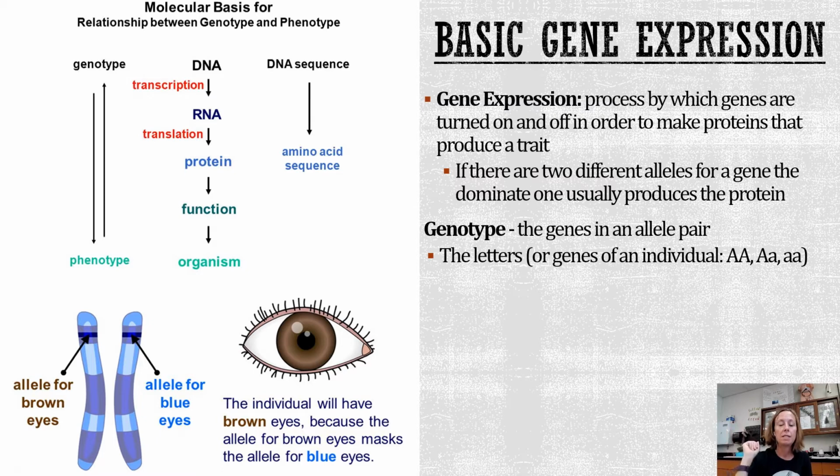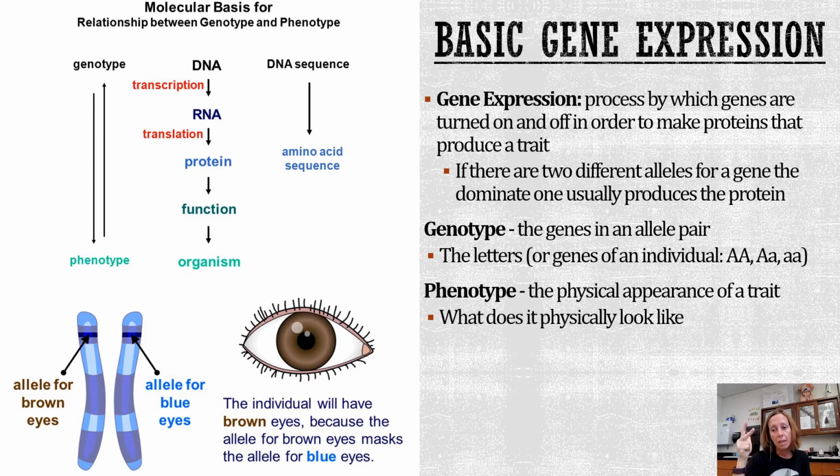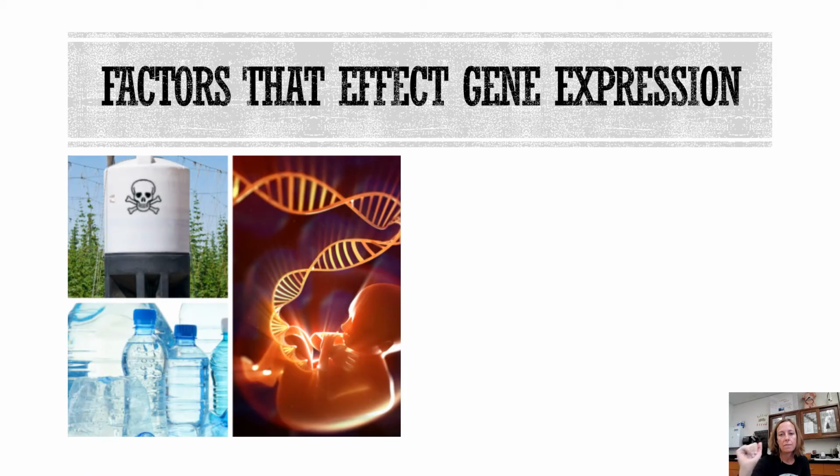Genotype is the allele pairs: homozygous, heterozygous, homozygous dominant, homozygous recessive, or heterozygous. And phenotype is how it's expressed, the physical appearance of the trait. What does it look like when I look at you? Do you have brown eyes or do you have blue eyes? Do you have blonde hair or do you have brown hair? Dark skin, light skin, short, tall, all that kind of stuff.